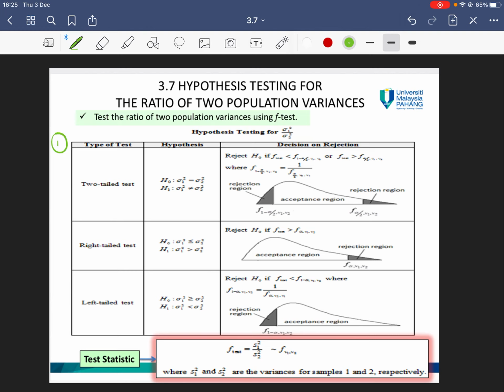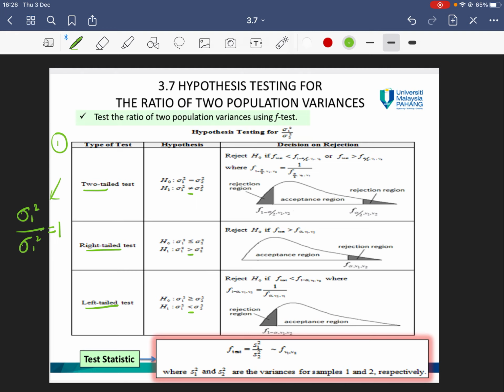Now your hypothesis, you will have sigma 1 square and sigma 2 square. So for the two-tailed test, it is equals and unequals. Two tails, unequal. Right tail test, greater than, left tail test, less than. Okay, note that sigma 1 square over sigma 2 square is equal to 1 here. So we talk about the ratio.